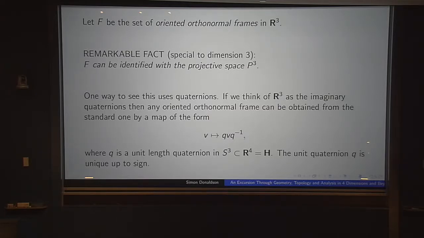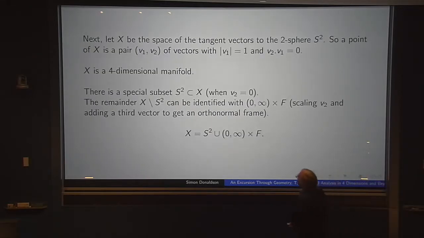If we take -q in place of q, we don't change the formula because q enters twice. So essentially we can make q to be a point in the projective space, P3. And that construction sets up this identification between the space of frames and the projective space. And it's special to this dimension because the quaternions are special in 4 dimensions.